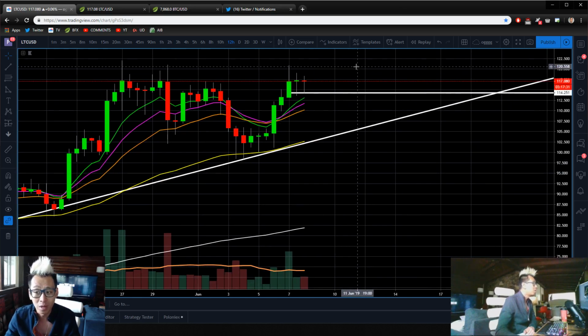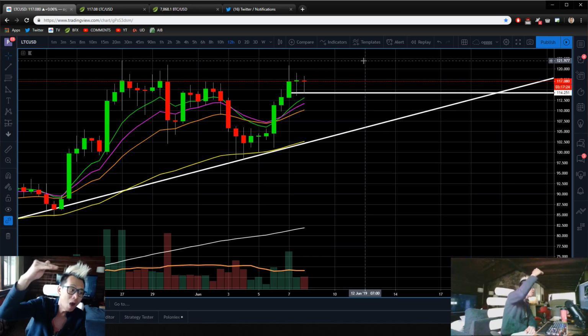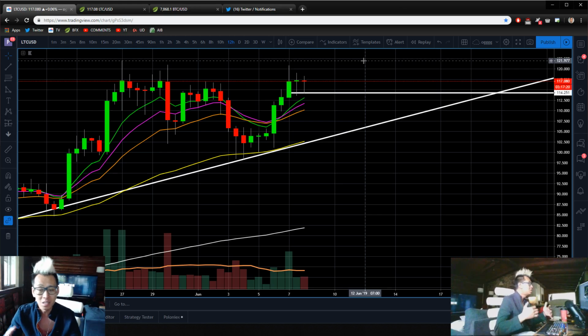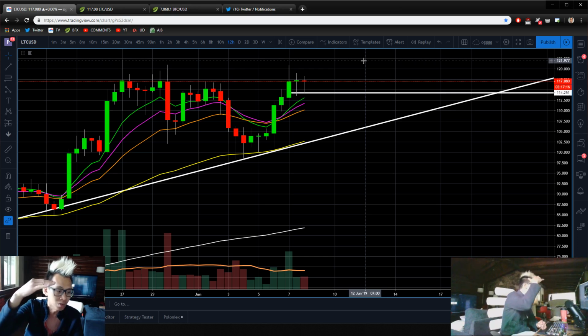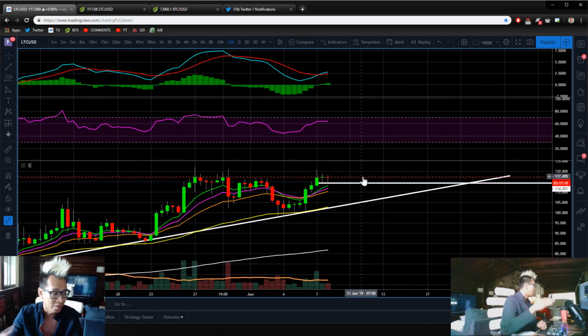But what I want to point out for Litecoin on a bigger picture is that we've got two Dragonfly dojis at the top right now, okay, at the top of a rally. If you're seeing a Dragonfly doji at the top of a rally, it's a really big signal for a reversal that's coming soon. Just like how if you see it at the bottom of a rally, it's a really good signal for a reversal to go upwards, okay?